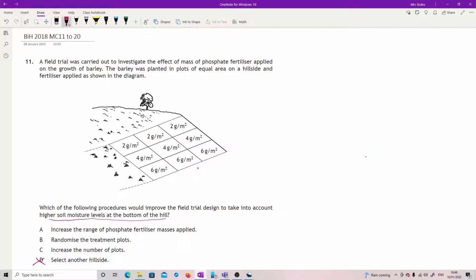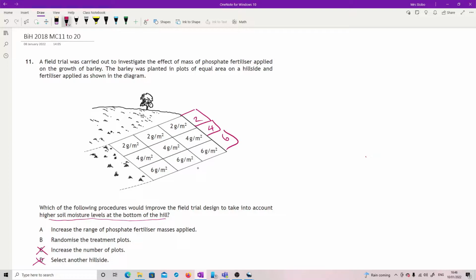Okay. C is also not in there. I'm just working my way up the way now. Increase the number of plots. Well, if we kept going on this hill, so this would be another 2, that would be another 4, that would be another 6. That's just building in the same problem again and again. So it's not increasing the number of plots.